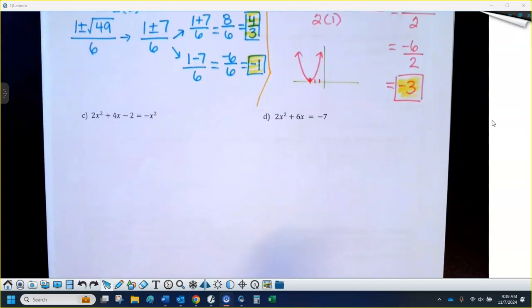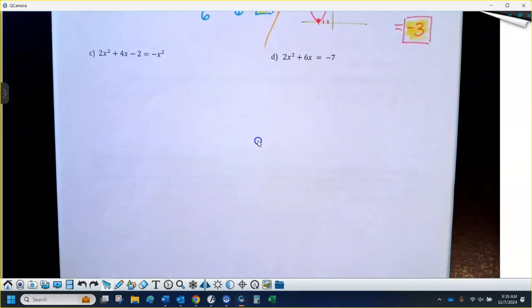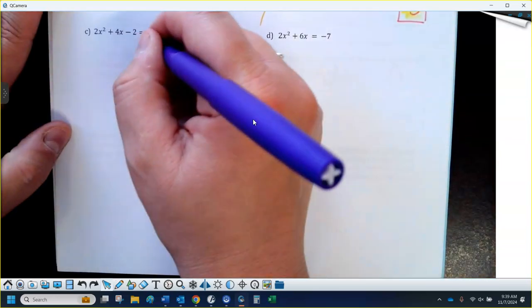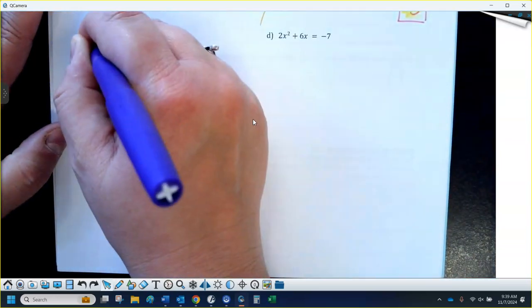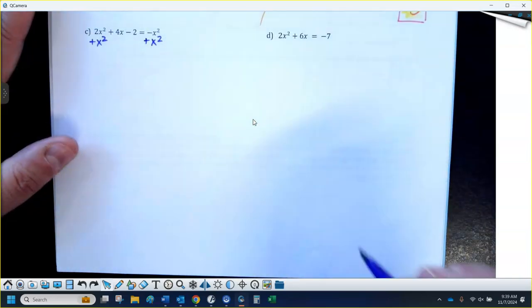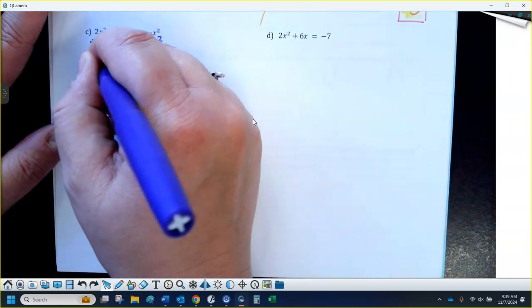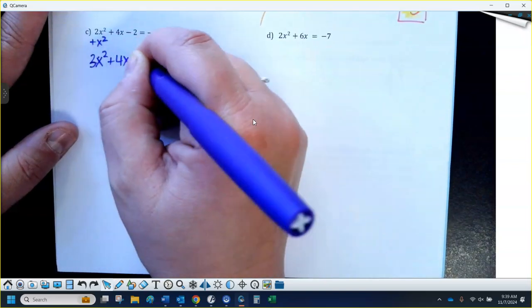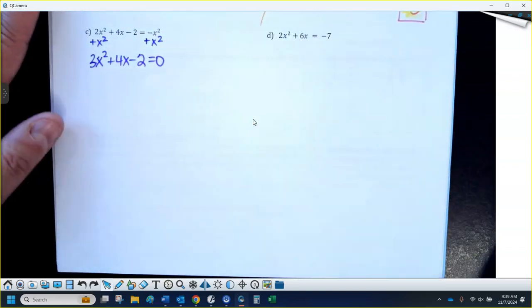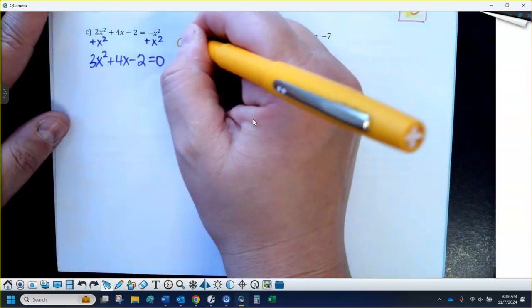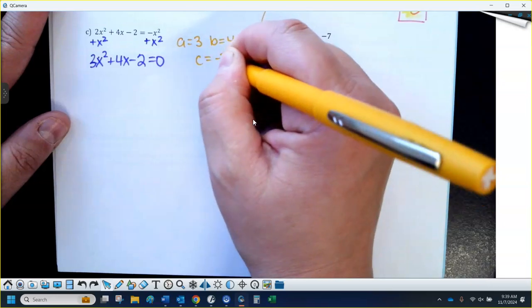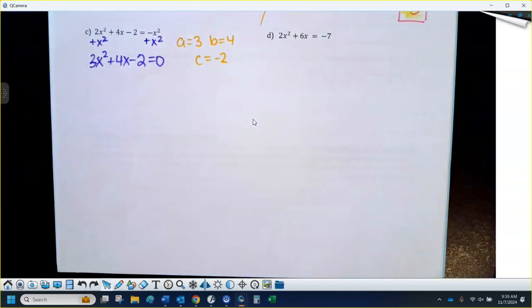All right, now these other two are going to be a little bit more challenging. I'm going to start out, and any of these we've got to set equal to 0. So for this one, I'm going to add x squared to set that up. So I'm going to have 3x squared plus 4x minus 2 is equal to 0. Now my a value is 3, my b value is 4, and my c value is -2, to plug into my lovely quadratic formula.